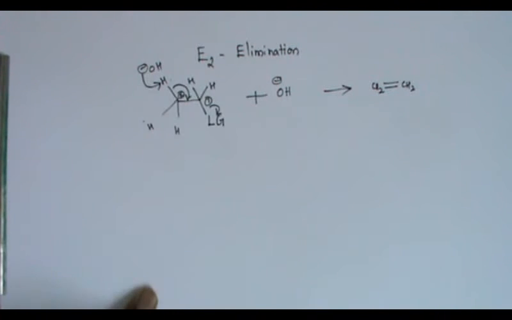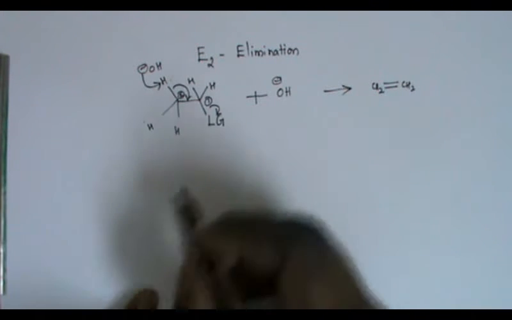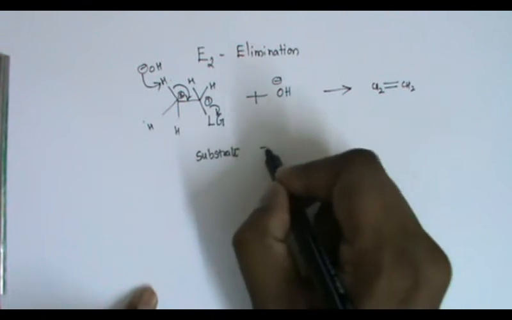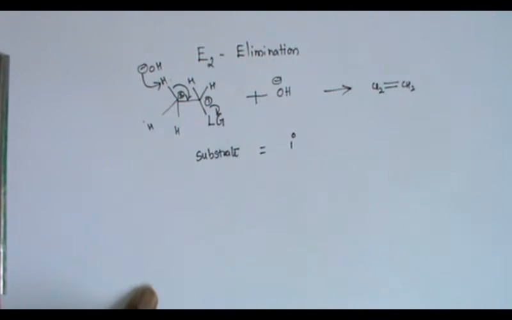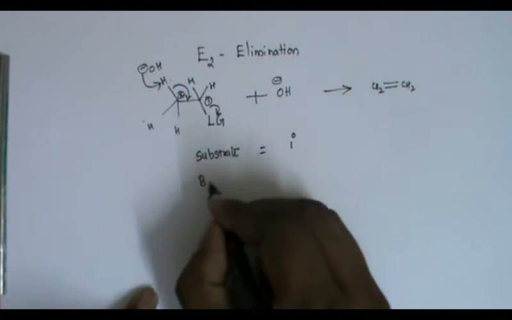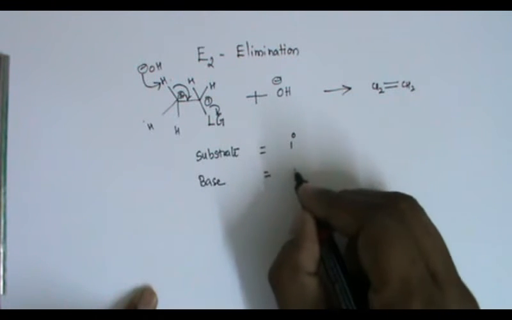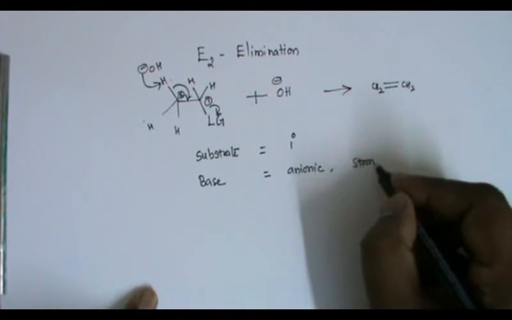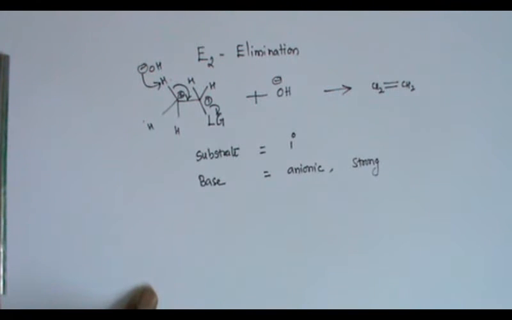Now, to predict whether it is E1 or E2, you have to look at the substrate. If it is a primary alkyl halide or sulfonate, immediately we can say it is E2 elimination. And the base we use will be an anionic base or strong base, like NaNH2, methoxide, tertiary butoxide. So we go for such a strong base.